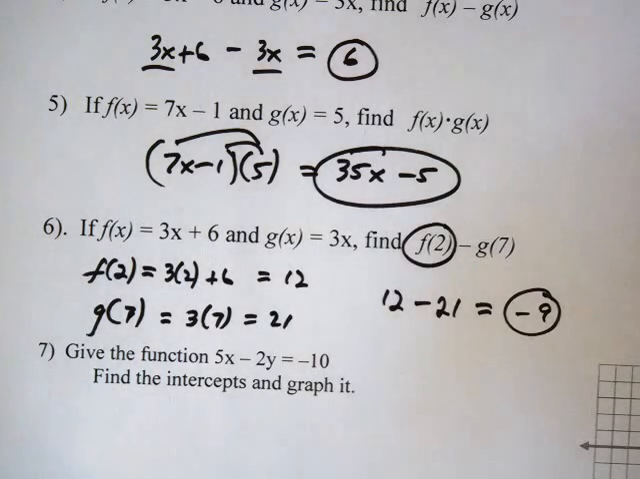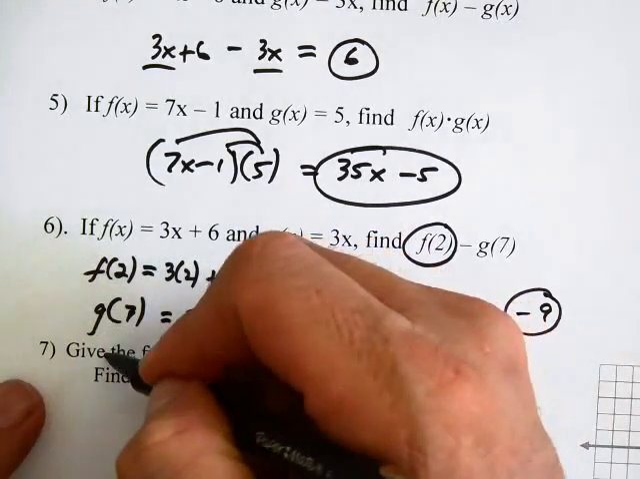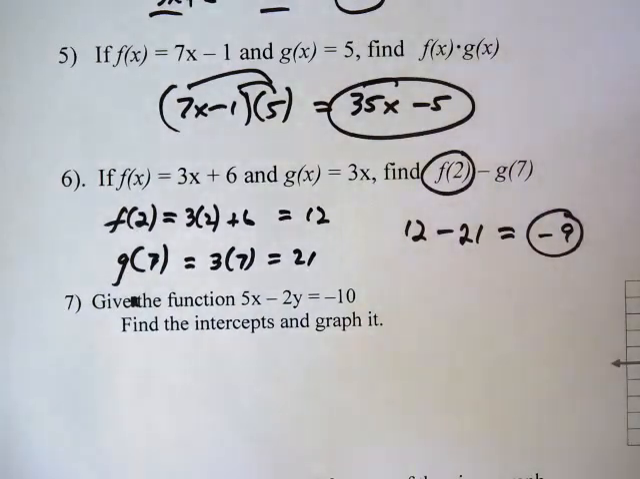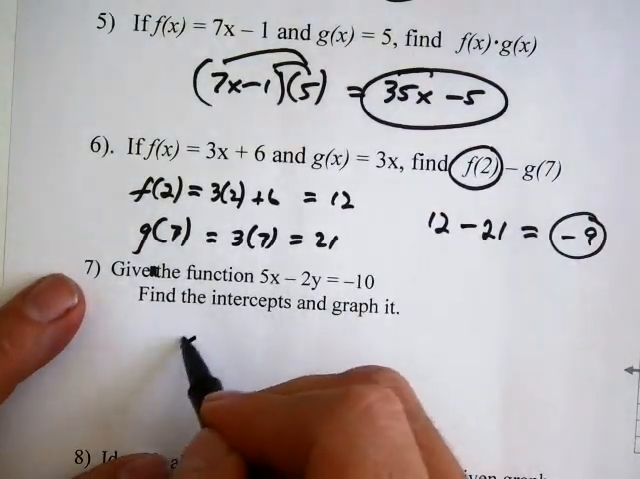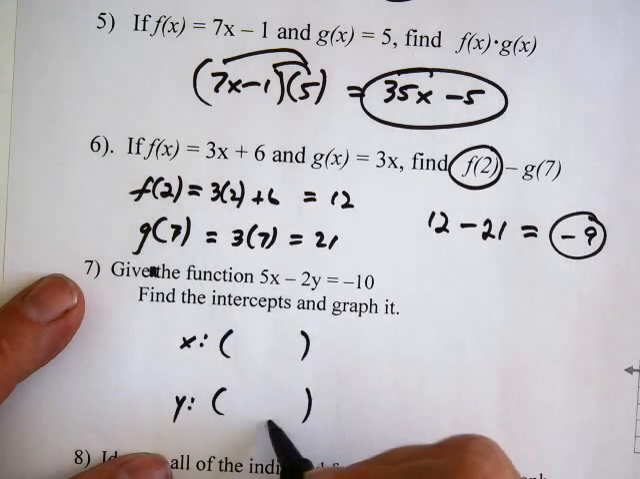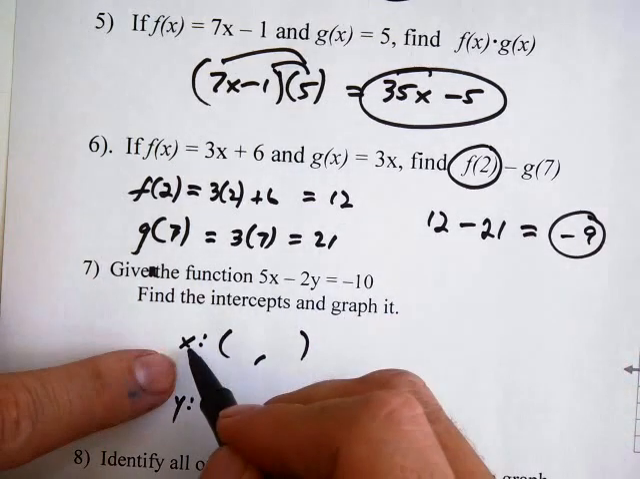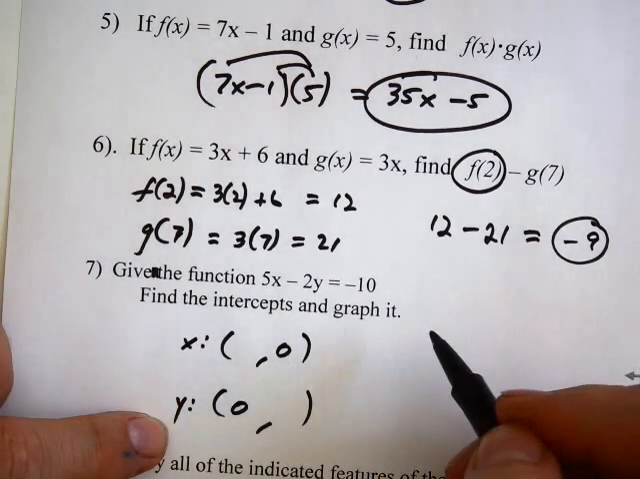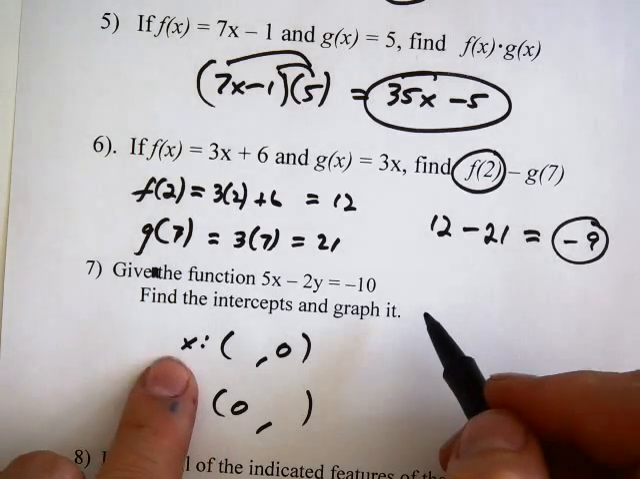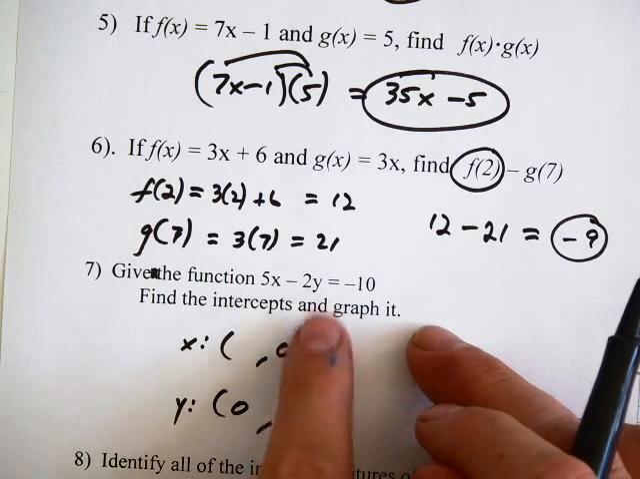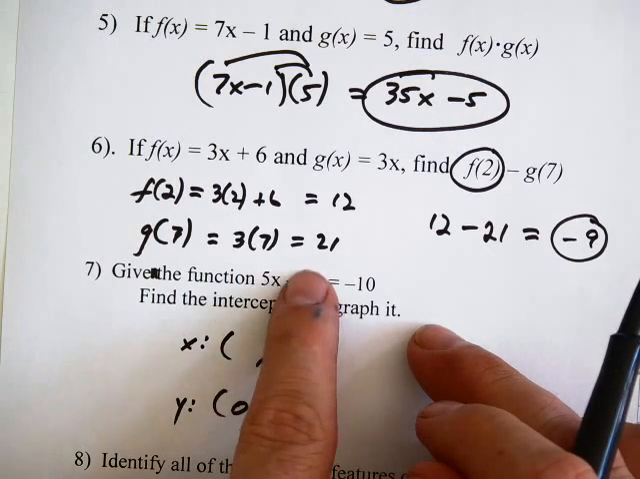All right. Given the function 5x minus 2y equals negative 10, find the intercepts and graph it. Now how do we find the intercepts? Well, I'm not exactly sure how your teachers told you to find the intercepts. The way I do it is this. To find the x-intercept, we plug in 0 for y. To find the y-intercept, we plug in 0 for x. So if I plug in 0 for y here, what's 2 times 0? Well, that's 0, and it kind of goes away.